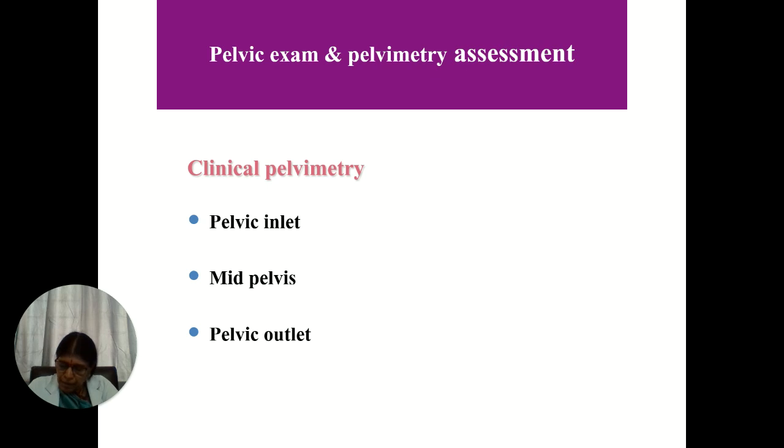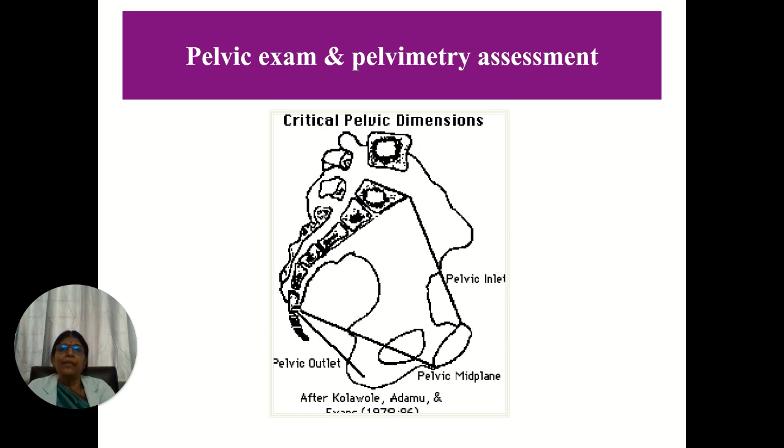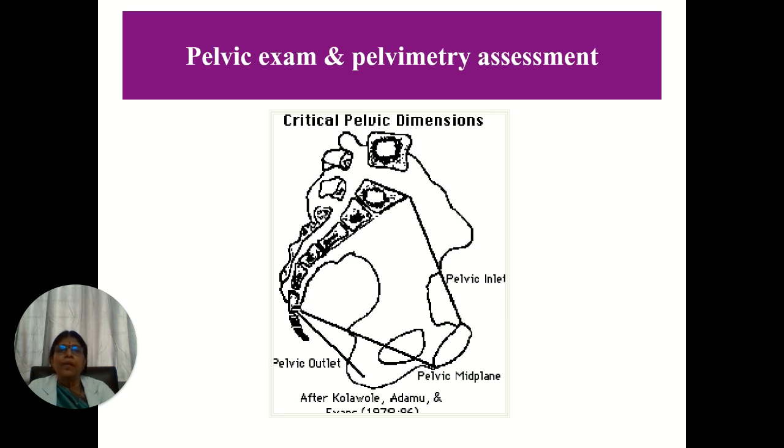This is very important from an obstetric point of view, and it is a skill which has to be learned by all the undergraduates. So when you look at the clinical pelvimetry, we try to know the measurements at the inlet, the mid pelvis and the outlet. At the inlet, the only measurable diameter by doing a vaginal examination is the diagonal conjugate, or the anterior-posterior diameter of the pelvic inlet. The diagonal conjugate is from the lower end of the symphysis pubis to the sacral promontory.